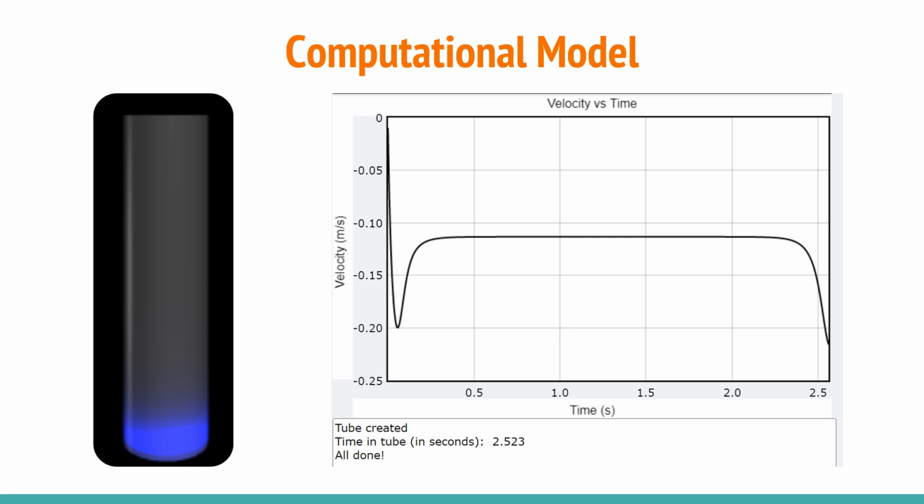This is the simulation my computational model produced. The total fall time predicted by the model was 2.523 seconds, which is very close to the experimental average of 2.4 seconds. The number is not exact, probably due to some human error on my end when timing the fall of the magnet.